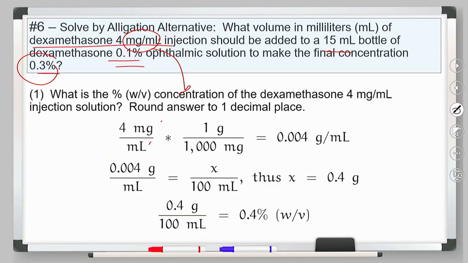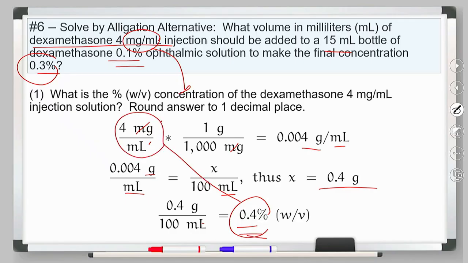4 milligrams per mil. Let's get rid of the milligrams by dividing by 1,000. That would give me grams per milliliter. And why do I want grams per milliliter? Because percent weight per volume is grams per 100 milliliters. So if I put 0.004 grams per mil equal to X over 100 mils, that will proportion it out to tell me that I would be equivalent to 0.4 grams per 100 mils. That's equivalent to 0.4% weight per volume. So this concentration is equal to this concentration.